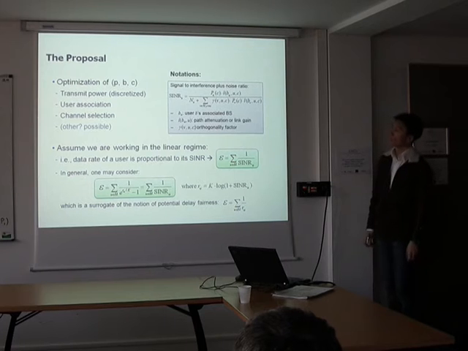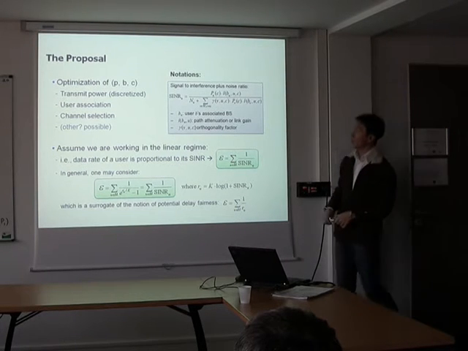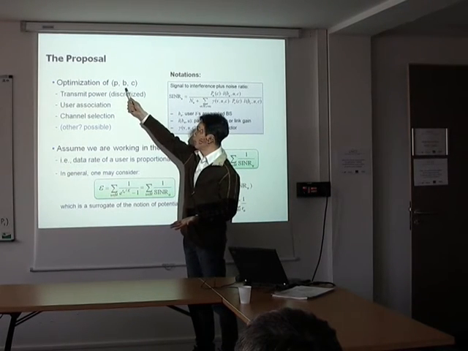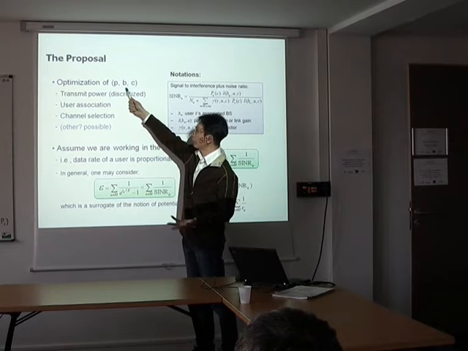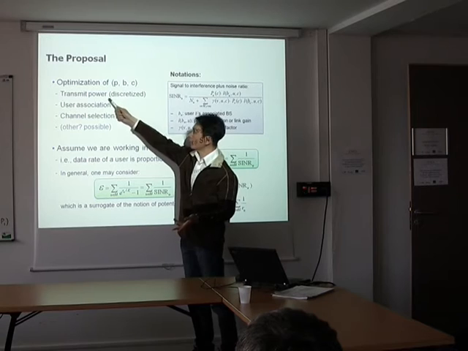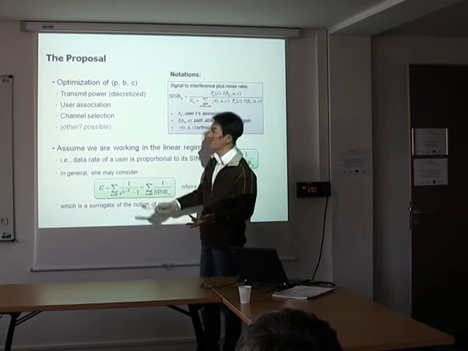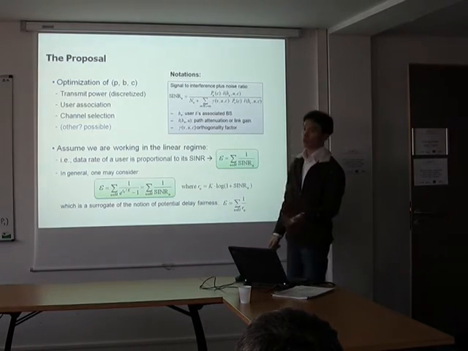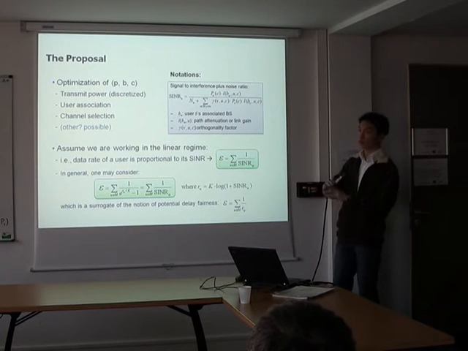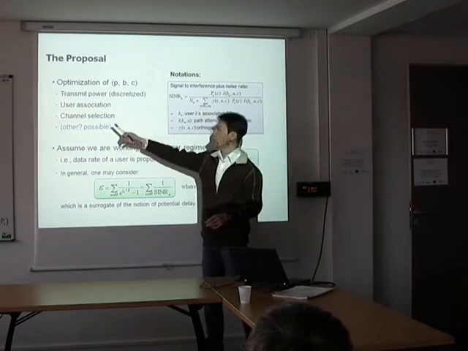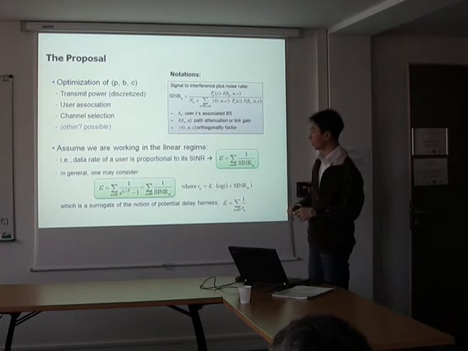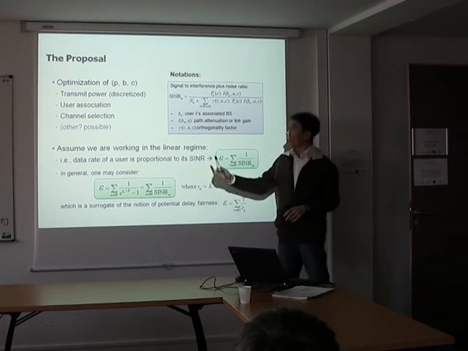So the proposal here is that we are going to deal with P, the power notation, B, the base station you are going to attach to, and which channel you are going to use. Note that the transmission power here, we consider it discrete, which means the power is at power levels, for example 0 dB, 1 dB, not continuous. So all this you can consider in terms of an integer problem. Nothing is in a continuous domain.